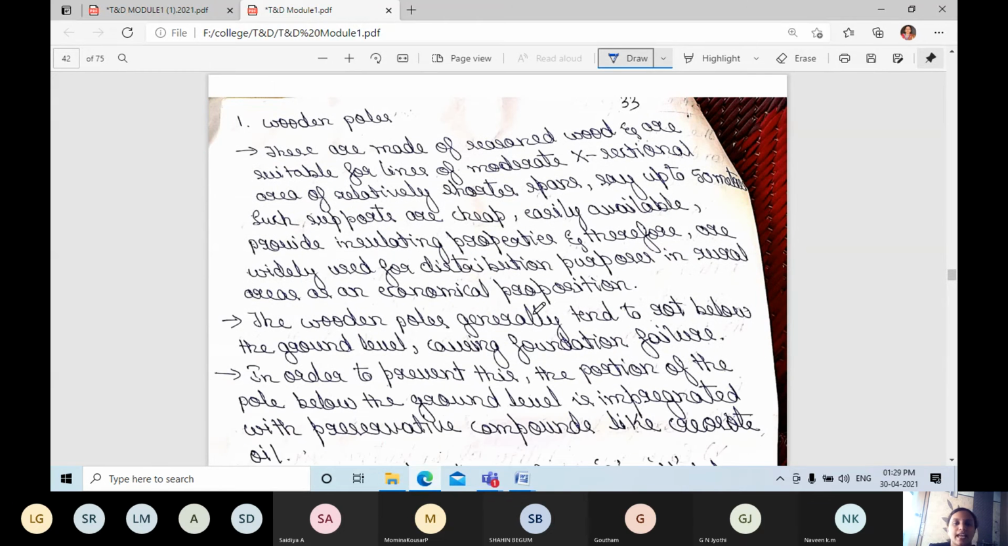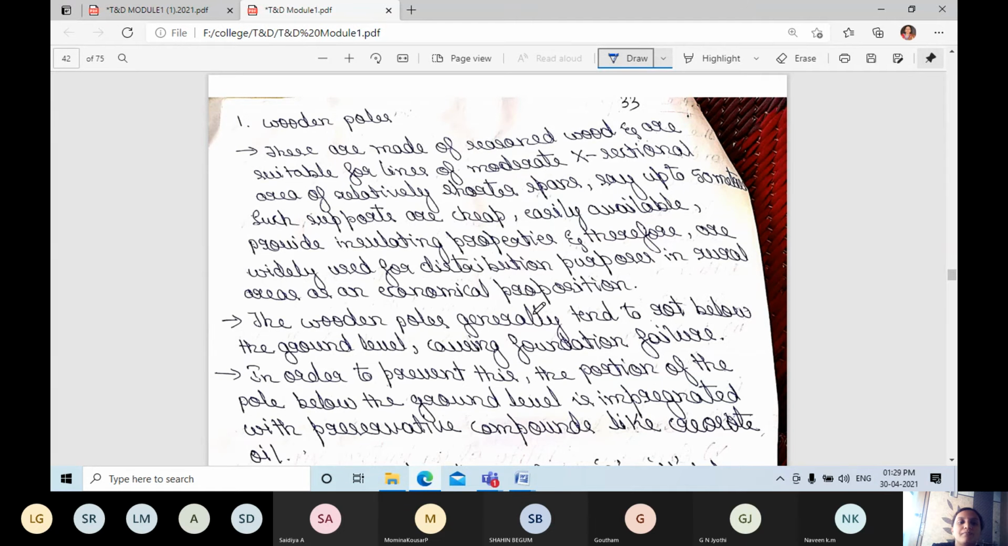Here are the types of poles, types of supporting structures. First is the wooden pole. Do you see wooden poles nowadays? In early days they used wooden poles. Now it is almost all cement; we are seeing cement and steel poles nowadays.